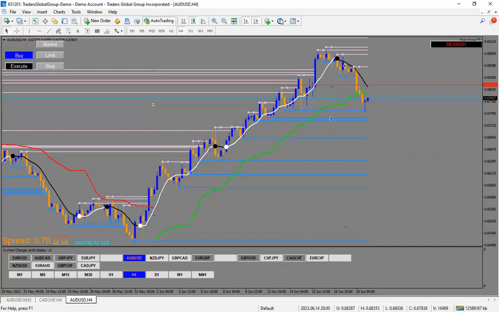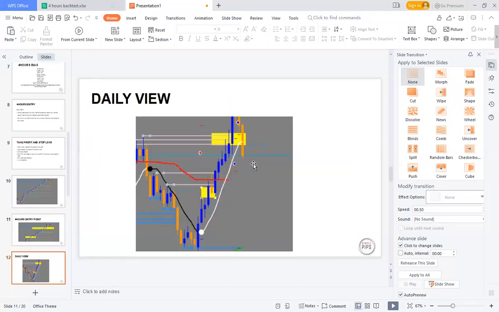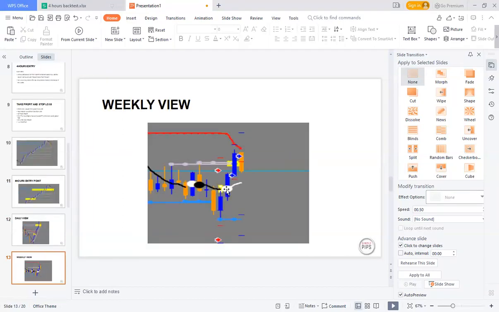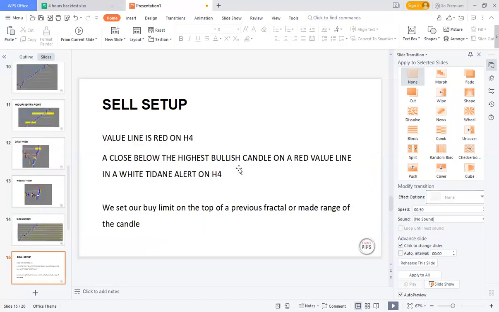So this is it, and you can see the 4 hours entry, this was the entry, this was the profit target, and this was it on a daily view. This was the profit target, and this was it on a weekly, the fractal. This is how I feed, it's my feed, and this is my TP. Then we have the sell.